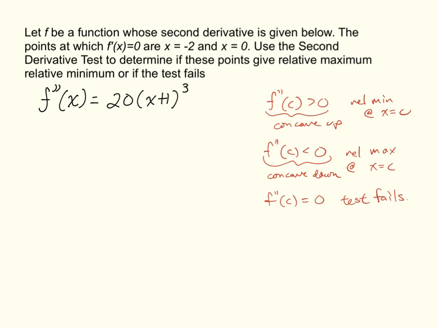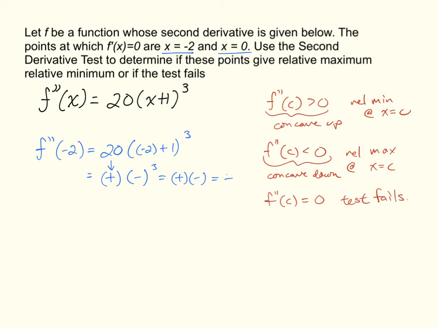So that being said, we know up here in the original problem we have two critical values, x equals -2 and x equals 0. So what we need to do is come over here to the second derivative and evaluate it at -2. When you substitute the -2 in for x, the 21 is positive, and then the -2 plus 1 will give you a negative, cubed. And anytime you cube a negative number, that will give you something that is negative. So this entire answer is negative, which means that f double prime of -2 is less than 0.